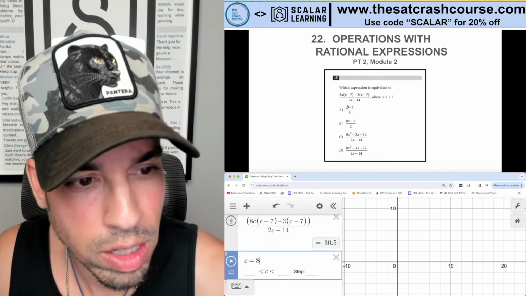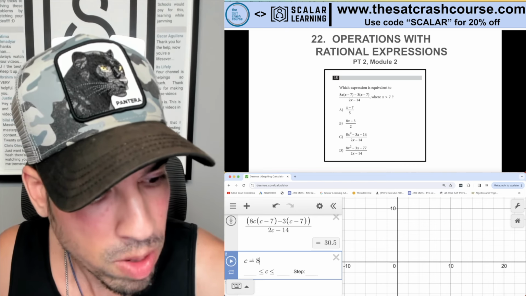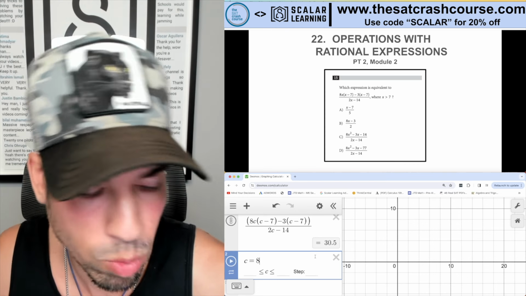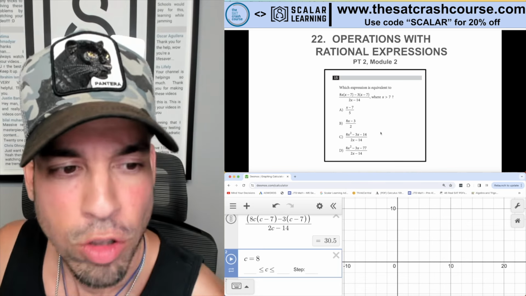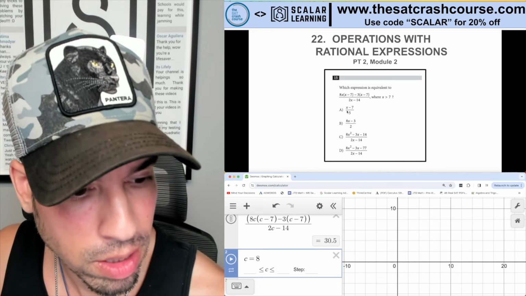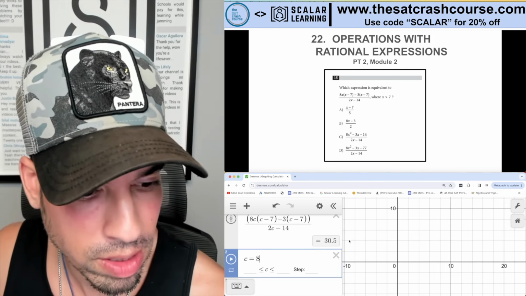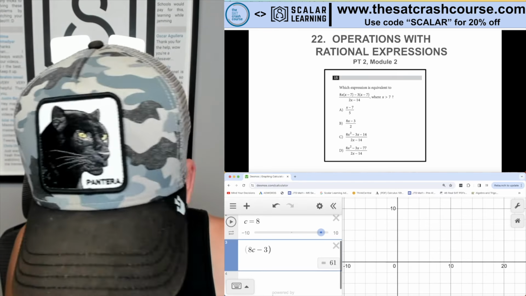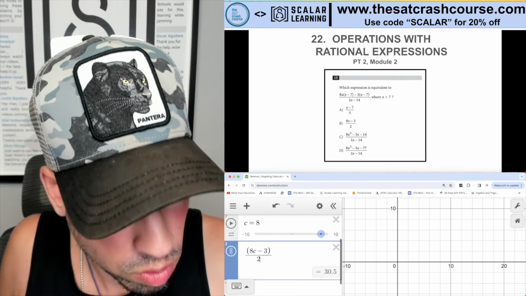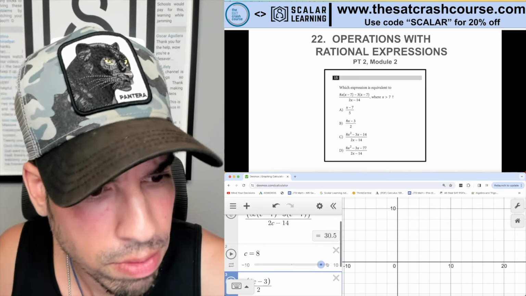Now what we're going to do is go through these, plugging in 8 for X in DESMOS, and see which one matches with 30.5. So just looking at A, I can dismiss A because 8 minus 7 is 1. 1 over 5 is not 30.5. All right, let's check out B. So we have 8C minus 3 divided by 2. And look at that. We got 30.5. And that's your winning answer.